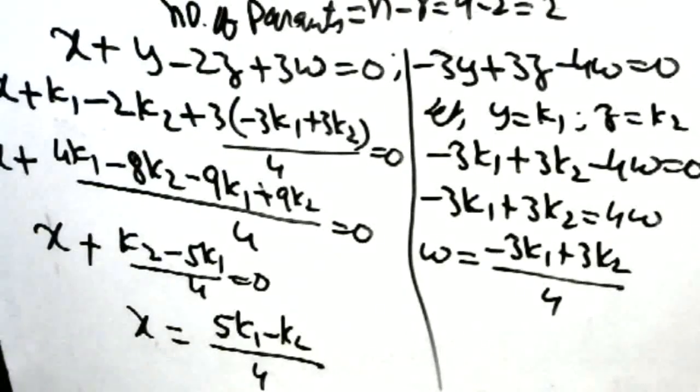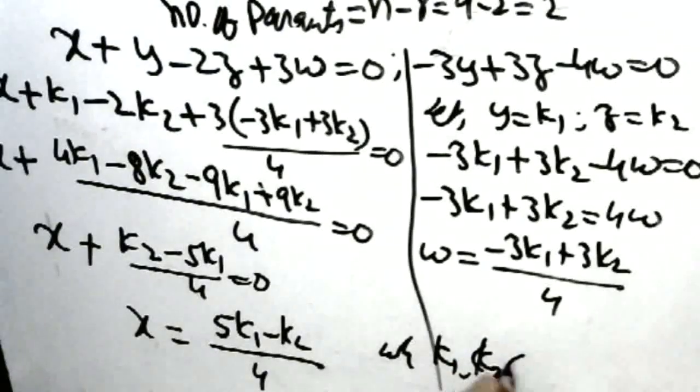So lastly, you write all the values of x, y, z, w, and we write where k1, k2 belong to any real numbers.